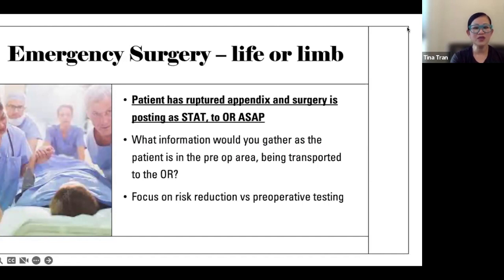What information would you gather from the patient as the patient is in the pre-op area, stretcher rail guards go up, and the patient is being transported to the OR? You want to focus on information that will help you reduce risk versus having the time and the resources for preoperative testing. So if you could ask the patient a few things quickly, what would you ask the patient?